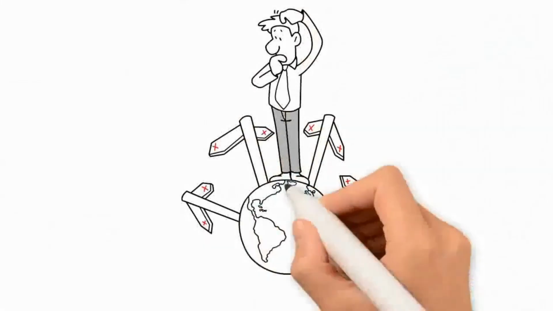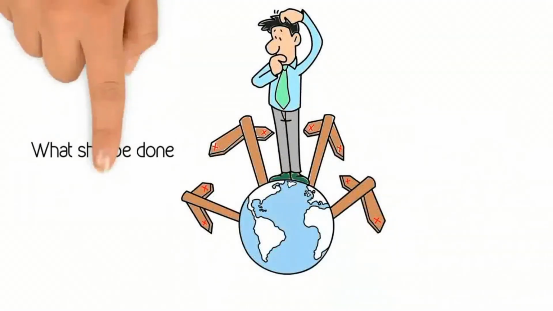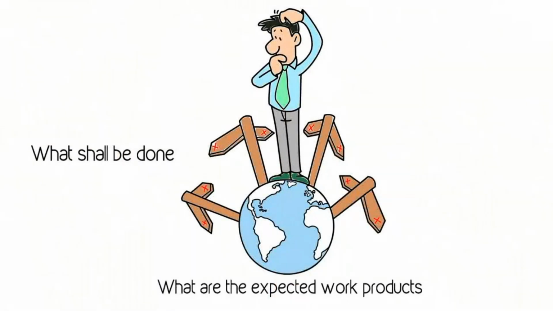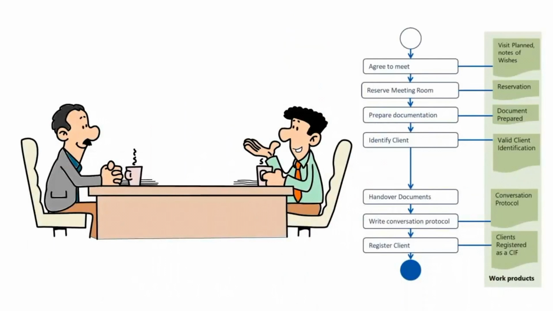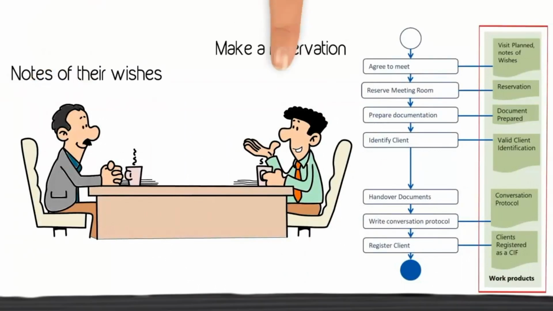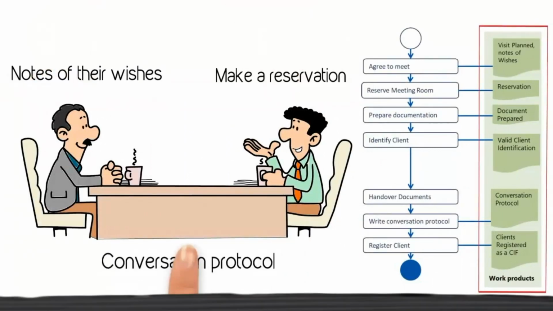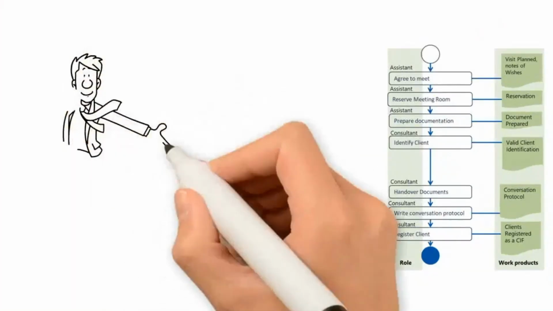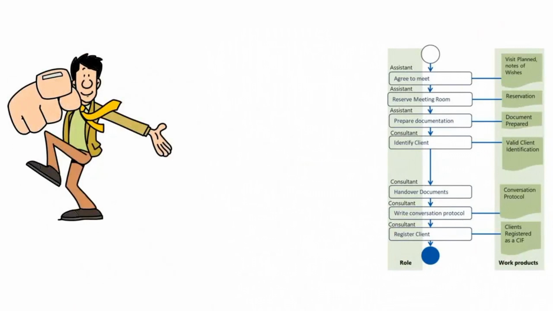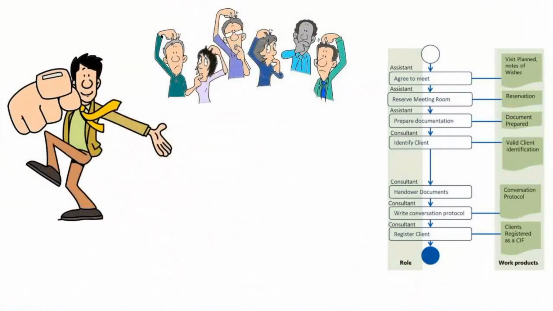However, if you look at the process in detail, it's not clear what shall be done, what are the expected work products, and tools to use. For example, if you agree to meet, then you will have notes of their wishes, you'll have to make a reservation, there will be a conversation protocol, and more. Now you know what is the expected outcome of the process, but it's not clear who's gonna do that. This is defined in various roles.